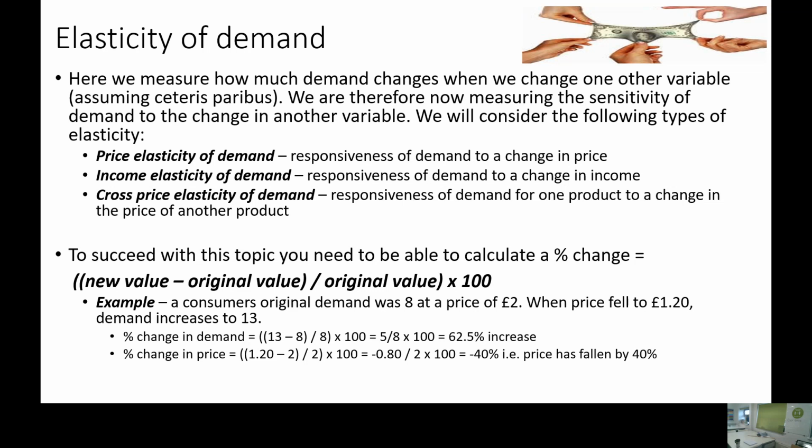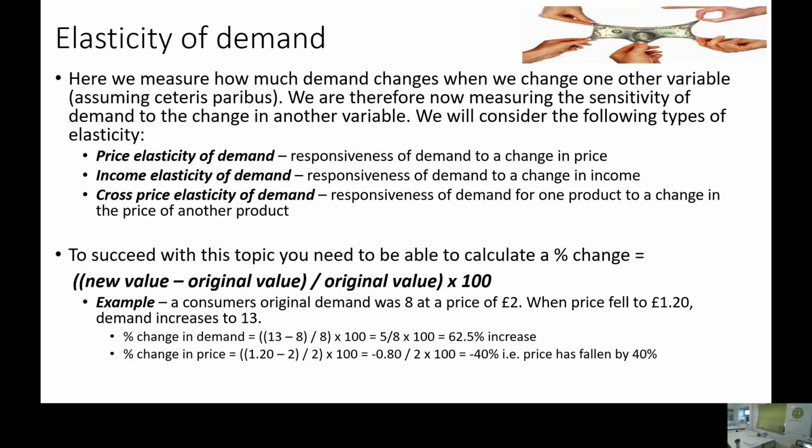So what you've got is a scenario where somebody is buying 8 units of a good or a service and the price is £2. When the price falls to £1.20, we're going to get an extension of demand. So people now buy 13 of this product. So look at the calculation to work out the percentage changes. The new demand is 13. The original demand was 8. So if we do 13 take away 8, and then we divide that by 8, and then we multiply it by 100, we're going to get a 62.5% increase in demand.